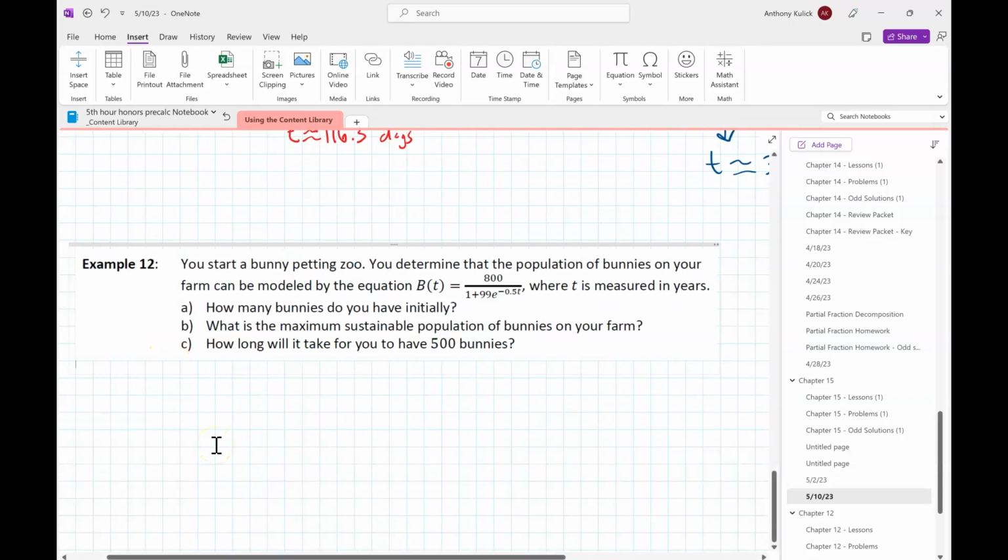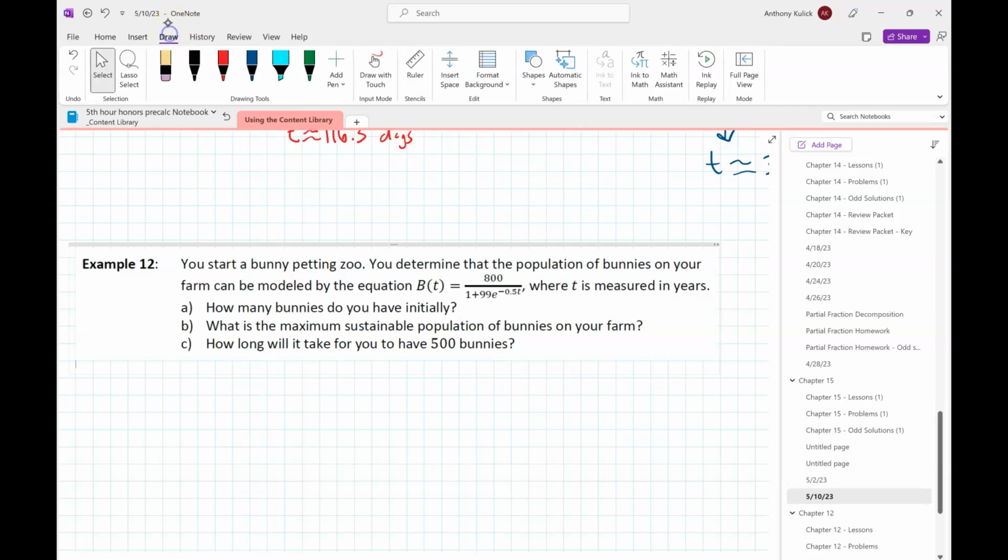So you start a bunny petting zoo. You determine that the population of bunnies on your farm can be modeled by the equation b of t equals 800 over 1 plus 99e to the negative 0.5t, where t is measured in years. And we're asked a series of questions here. How many bunnies do we have initially? So what value of time does initially mean?